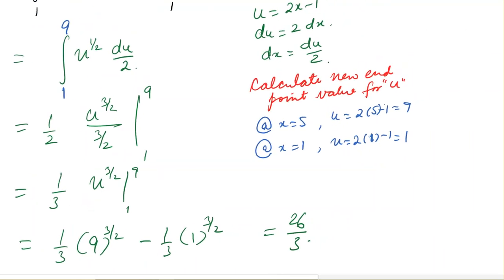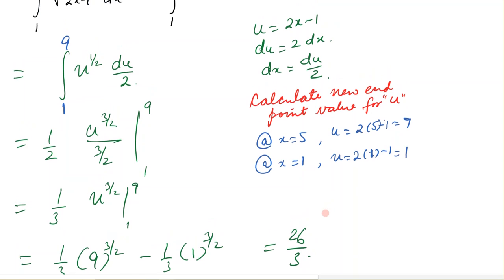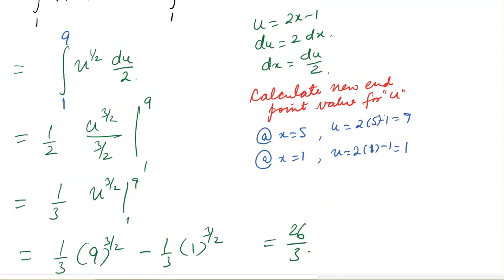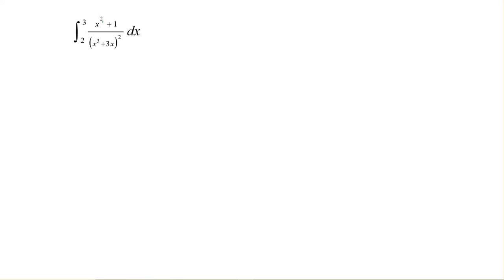So this is the second method where you change everything in terms of u, including the limits of integration. So either keep the same limits of integration, convert everything back to the original variable and then plug in the limits, or when you do the substitution, also change your limits in terms of the new variable. Let's try one more example.